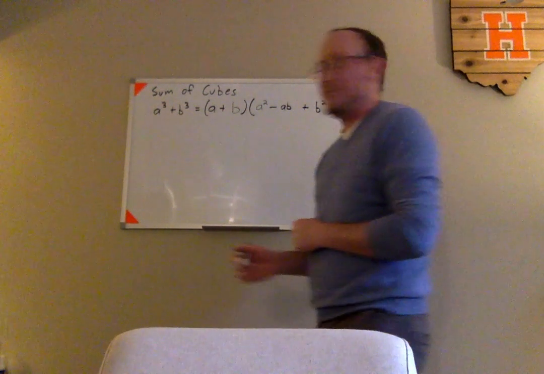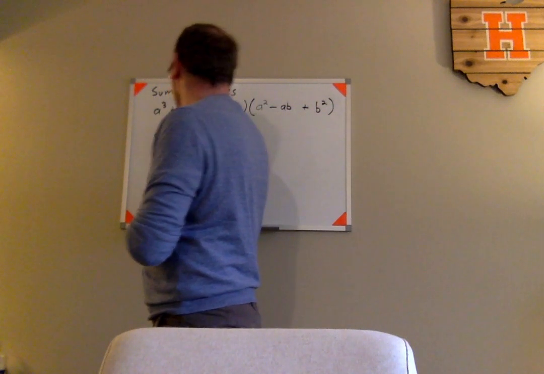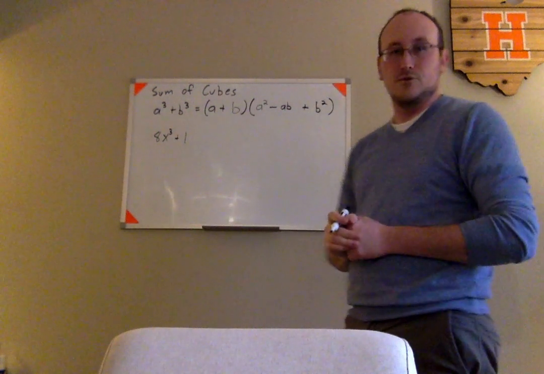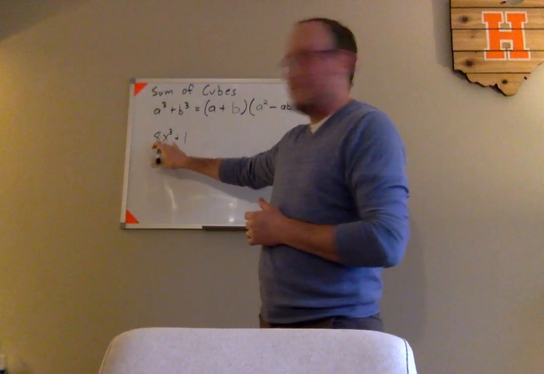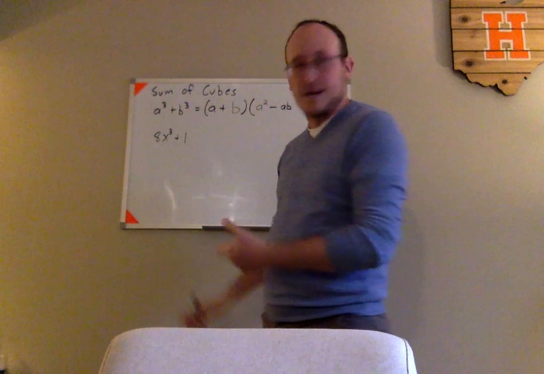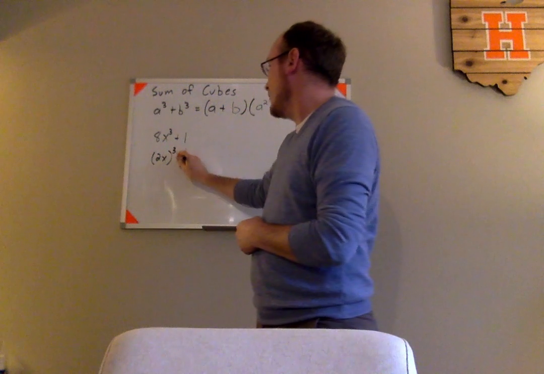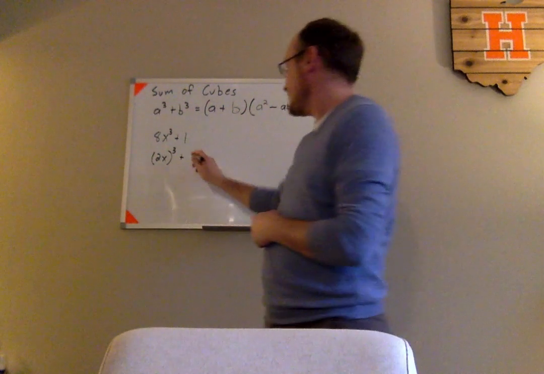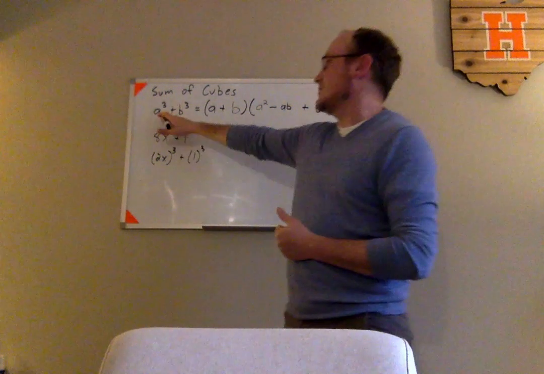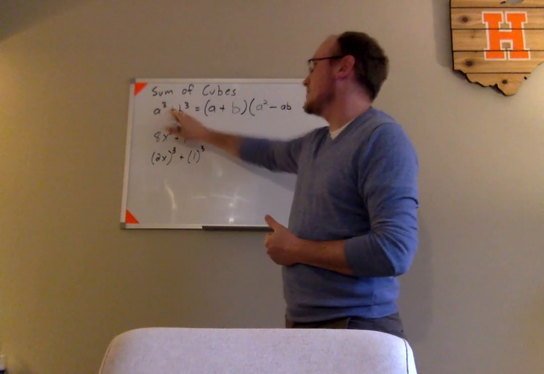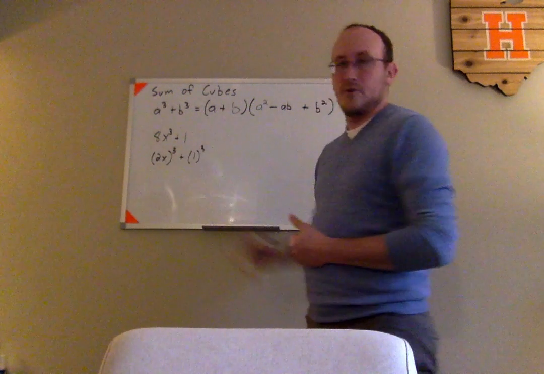If I wanted to look at an example real quick, let's maybe say I have 8x cubed plus 1. That is a sum of two perfect cubes. Maybe let me rewrite it so that you can see what things are being cubed. 8x cubed is actually 2x times 2x times 2x. So I'm going to write that as 2x to the third like that. And 1 could be 1 times 1 times 1, or 1 cubed. You may say, why are you writing it like that? Well, I'm just trying to make it match this so I can see something to the third power plus something else to the third power.